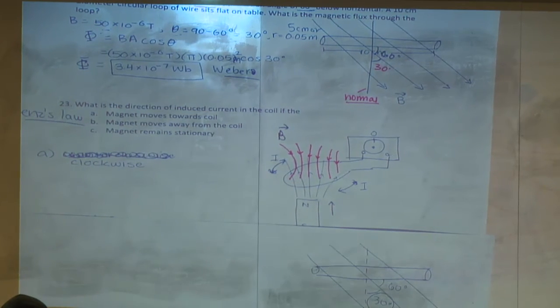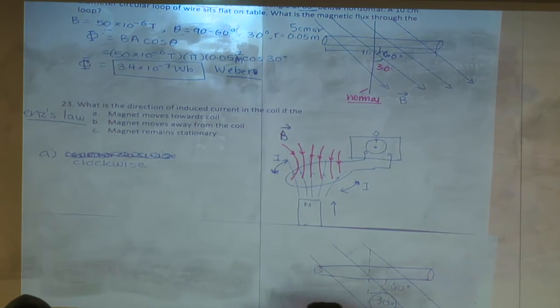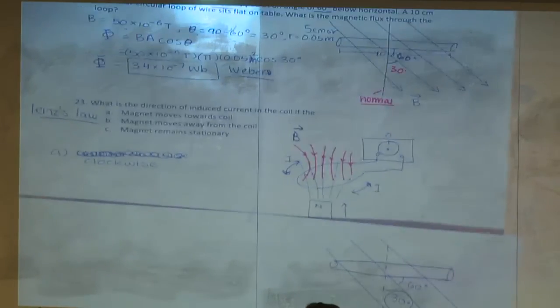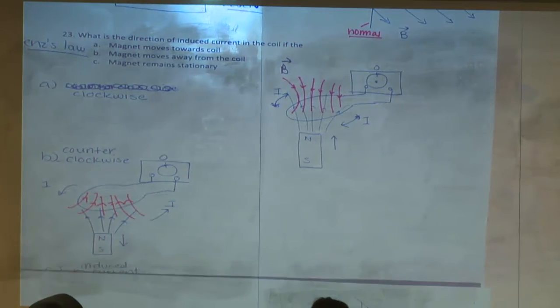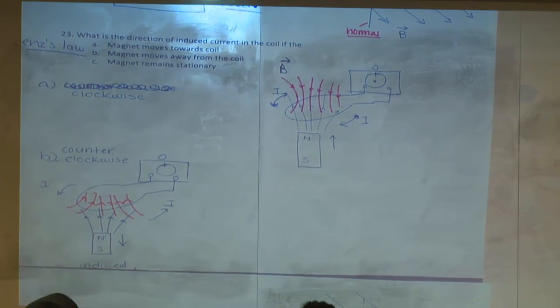Okay. The second one states to find the direction if the magnet is moving away from the coil. For this one, if the magnet is moving away from the coil, we have this scenario right here. So it's moving away, therefore we have a decreasing magnetic flux, right?